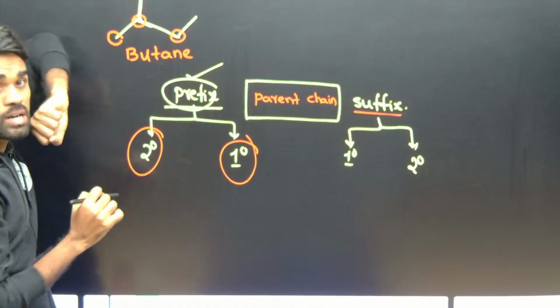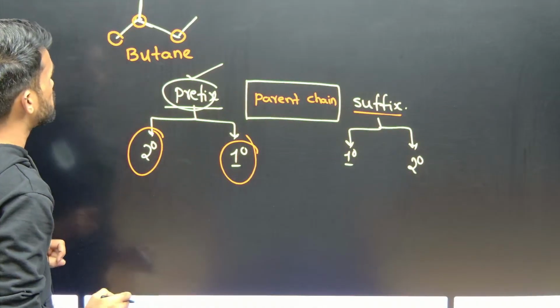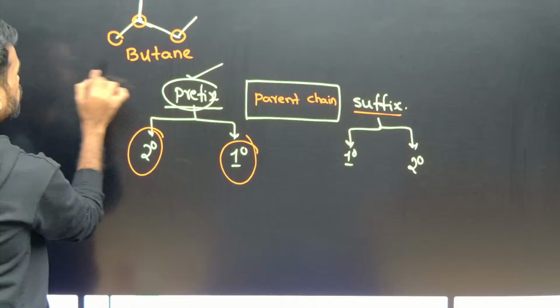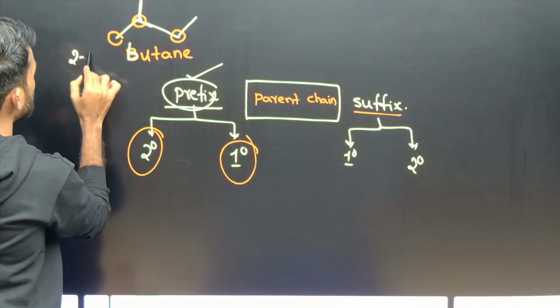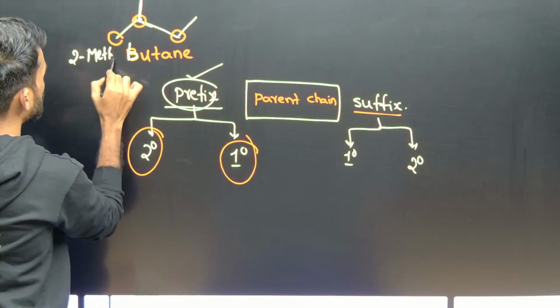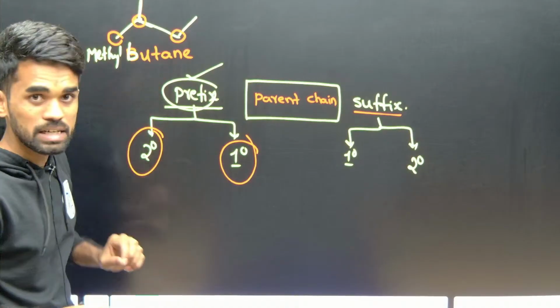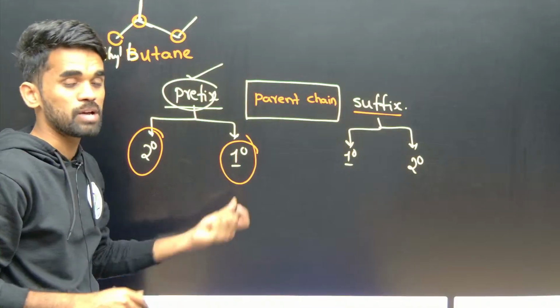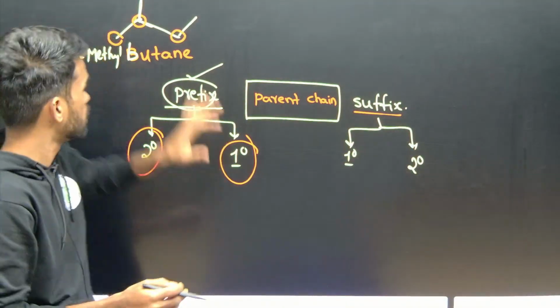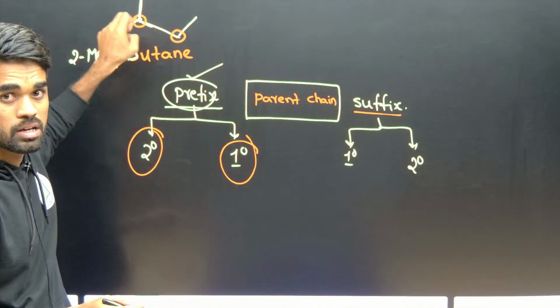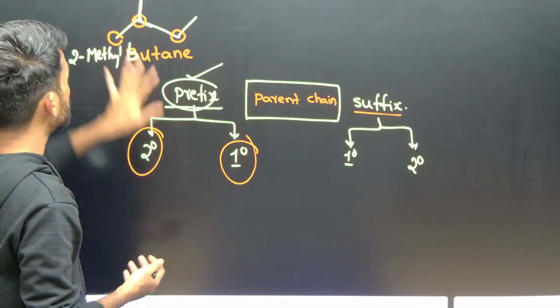That is what? Methyl now. What is the position of methyl? Second position. So you are writing it as 2-methyl. So now you are writing it as 2-methylbutane. 2-methylbutane. Okay. So now I will tell you what these secondary and primary prefixes are. How can you differentiate them? That is what I am trying to give you clarity on.